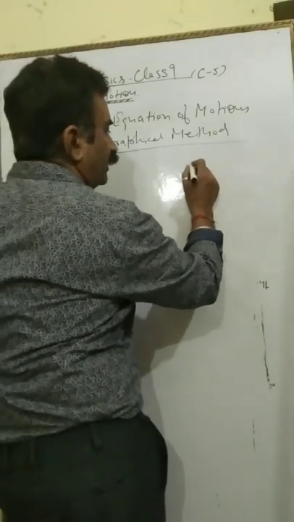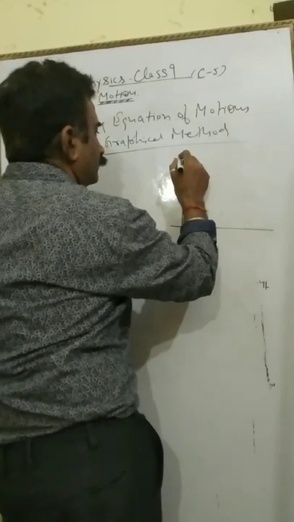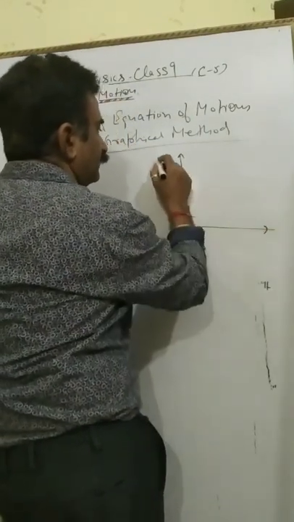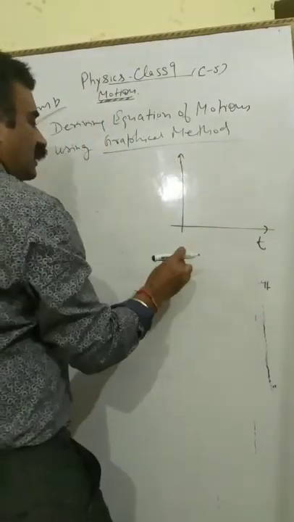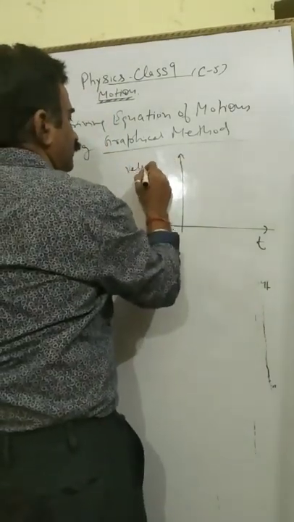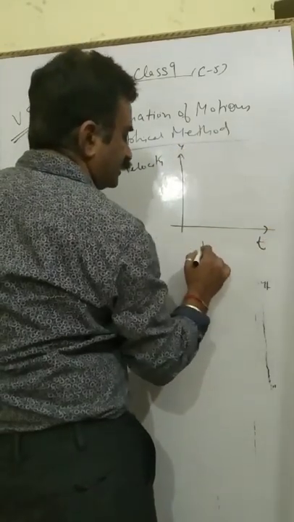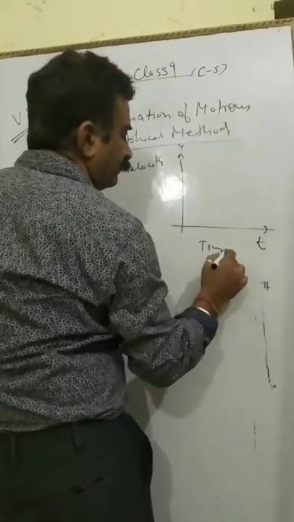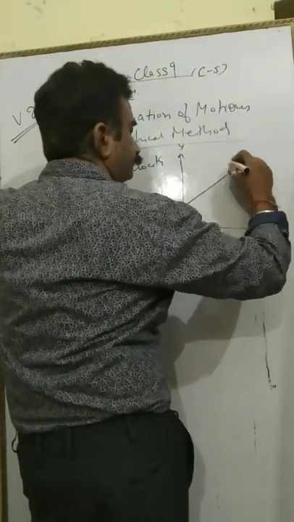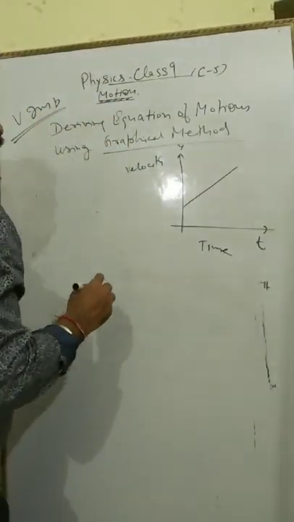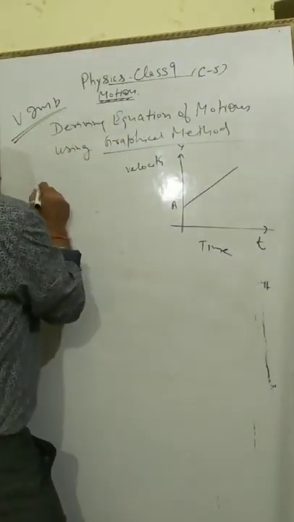Some hint I have given you already when I explained the VT graph. This is the VT graph, velocity time graph. Here we are plotting the velocity on the y-axis. On the x-axis, we are taking the time. Suppose an object starts from here. This is the starting point.